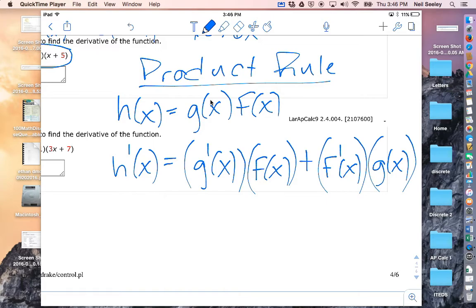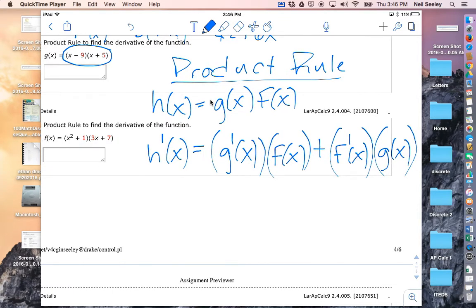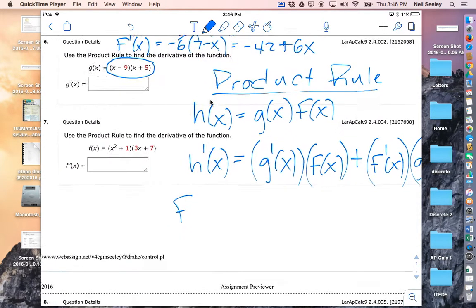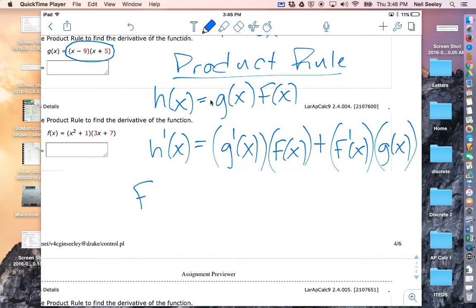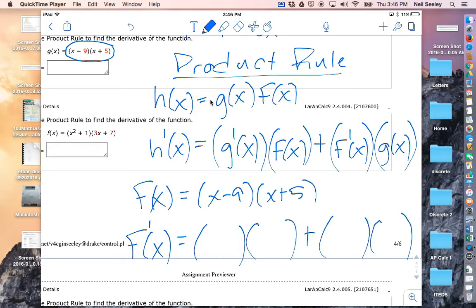But for our example, we have one running right now. So if I do f of x, that was problem number 6 right there: f of x equals x minus 9 times x plus 5. You can think of those as our two functions. So when I do f prime of x, I'm going to set up all my little boxes here. 4 components to every product rule. Bam, bam, bam, bam. Just like that.